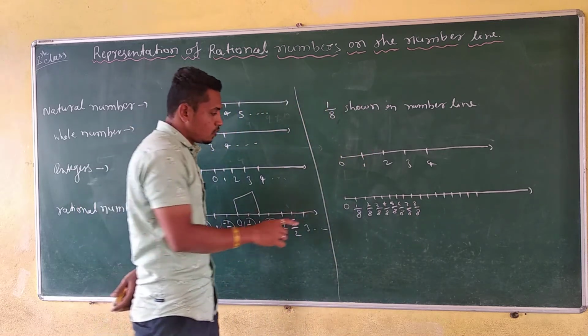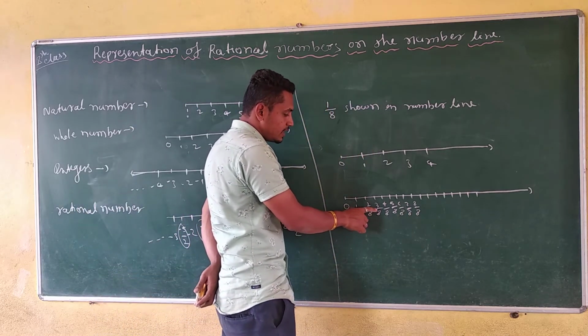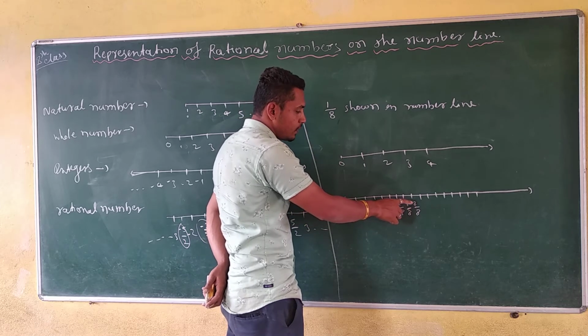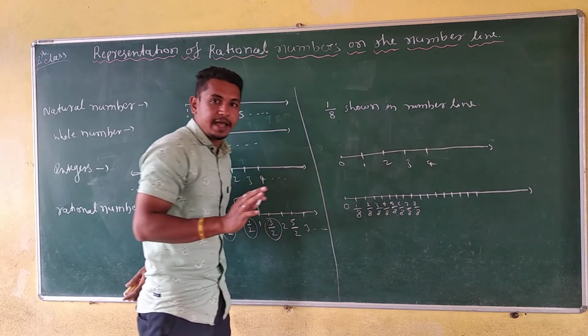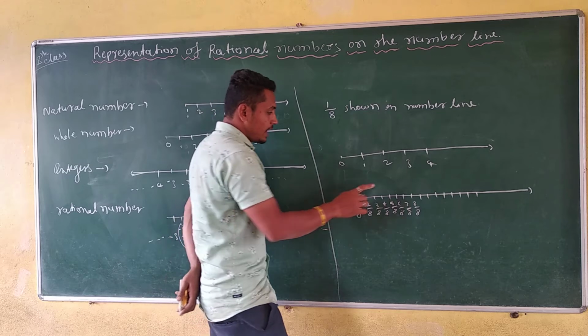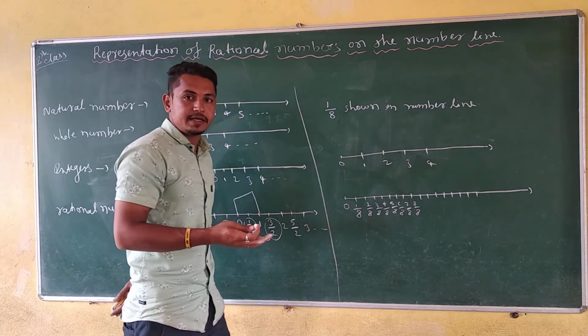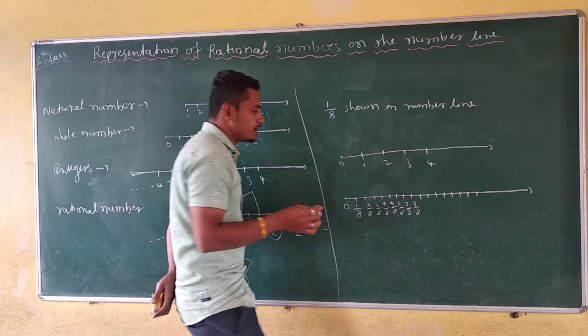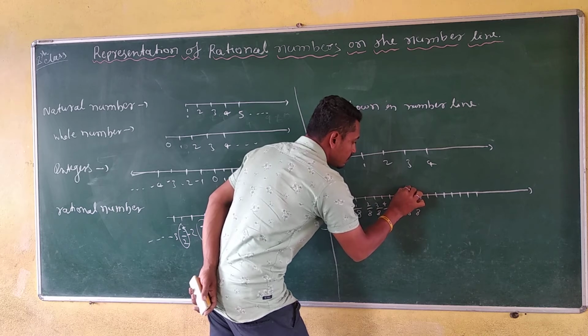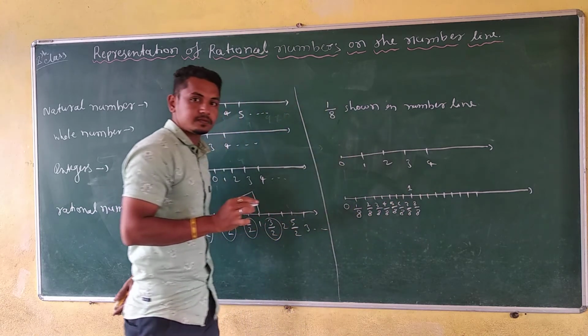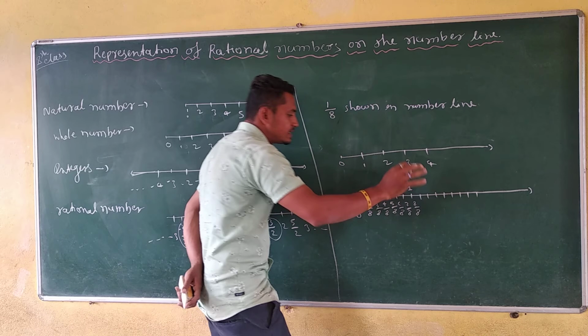Now see here, 1 divided by 8, 2 divided by 8, 3 divided by 8, 4, 5, 6, 7, 8. So 8 divided by 8. Now see here, what is the value of 8 divided by 8? 1. Is it right? So this is the value 1. It goes on continuously, same here.